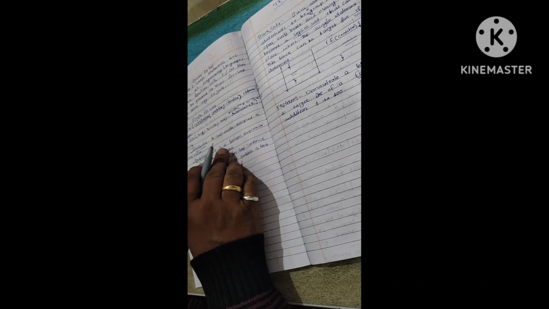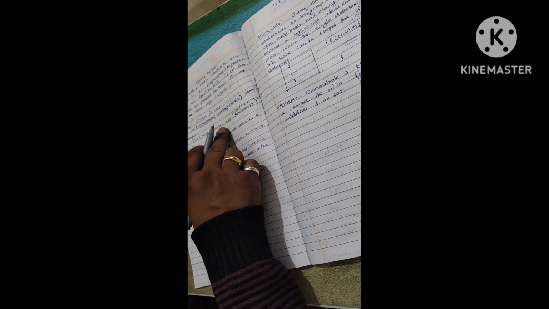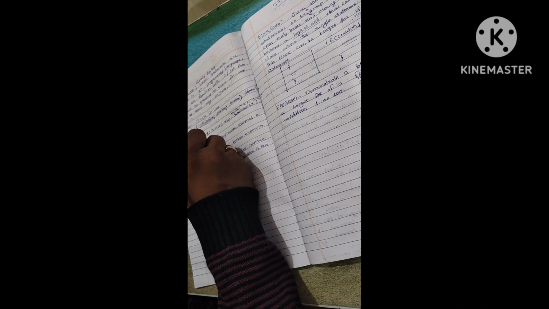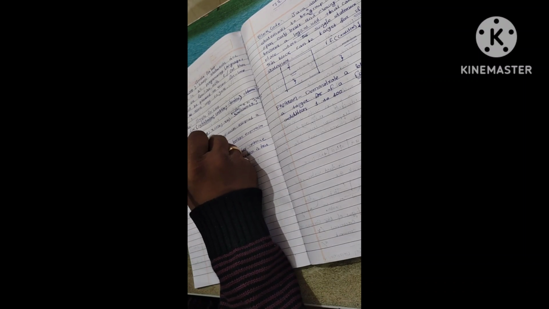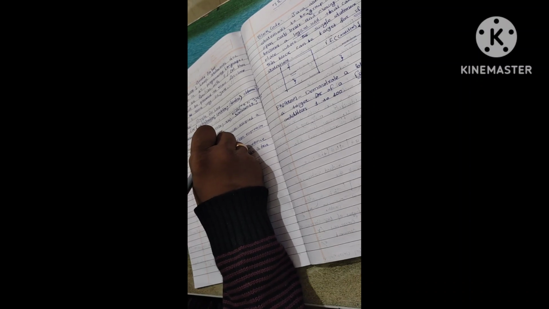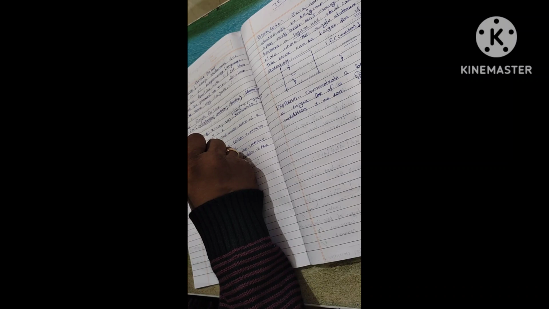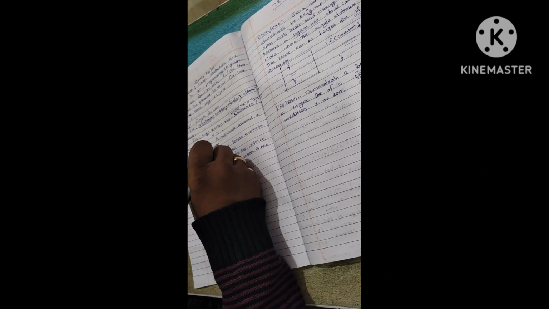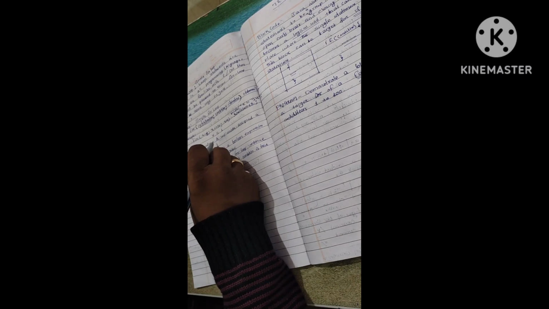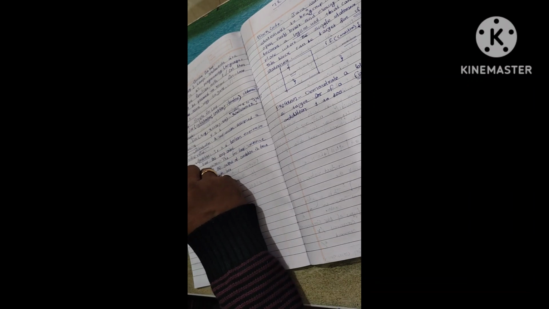Now what will happen is that the output will be executed 10 times. Initially x is 1, next time x is 2, x is 3, x is 4, x is 5, x is 6, x is 7, x is 8, x is 9, x is 10.